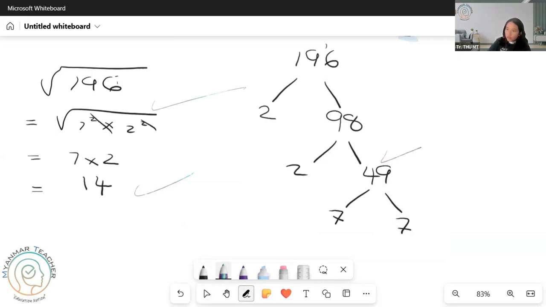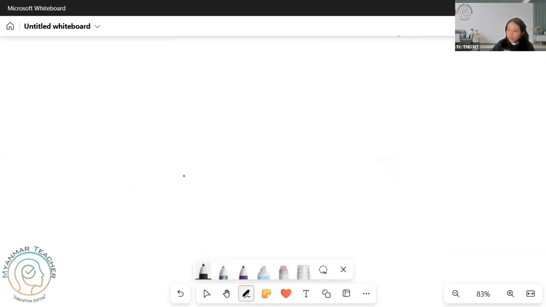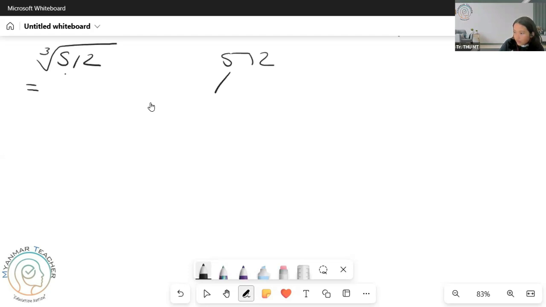Oh wait, don't forget you must always put a 2. Okay, no. Don't put a 2 if it's a cube root, but if it's a square root, we must. So I'm going to do a cube root example. Let's start. I'm just going to use a cube number. We're going to use 512 as an example. Cube root of 512. Okay, that's number 7.